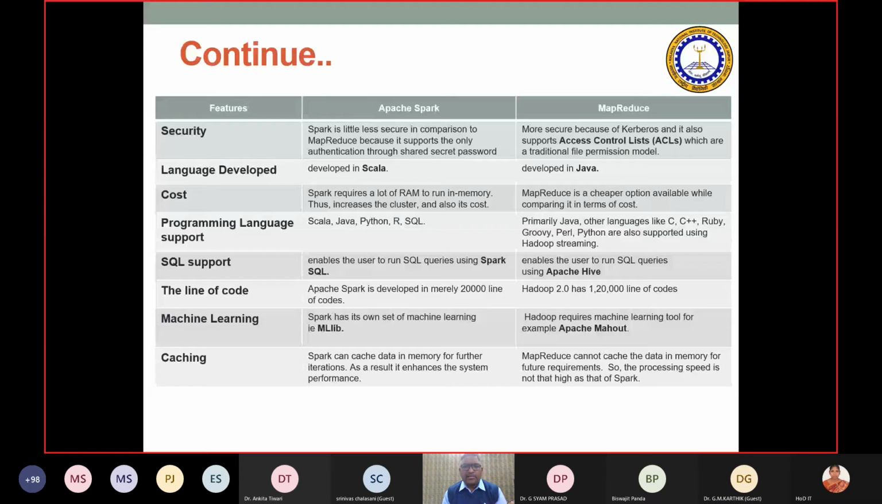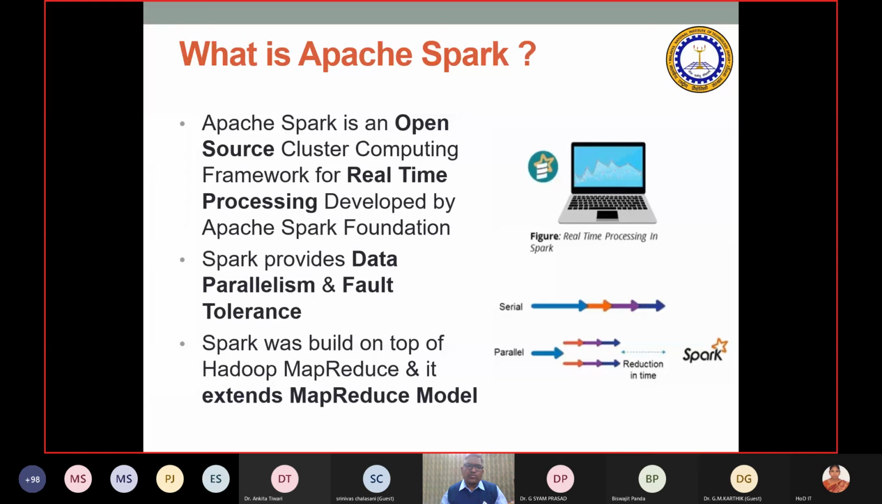And then, 20,000 lines of code for Spark, that's all. But 120,000 lines of code in the case of Hadoop. And caching can also be managed easily. So those are the basic advantages, right?